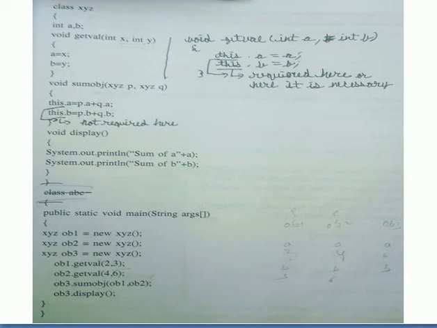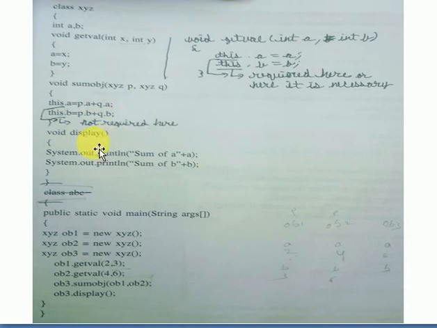Now let us see one more important keyword in Java programming, that is the this keyword. Class XYZ, int A, B. Then instance variables, right? A and B are instance variables. getVal is a function, returns nothing, takes two arguments of integer type, and their values are copied to A and B. Right? Then void sumObj, it takes two objects of XYZ type. this.A = P.A + Q.A. this.B = P.B + Q.B.